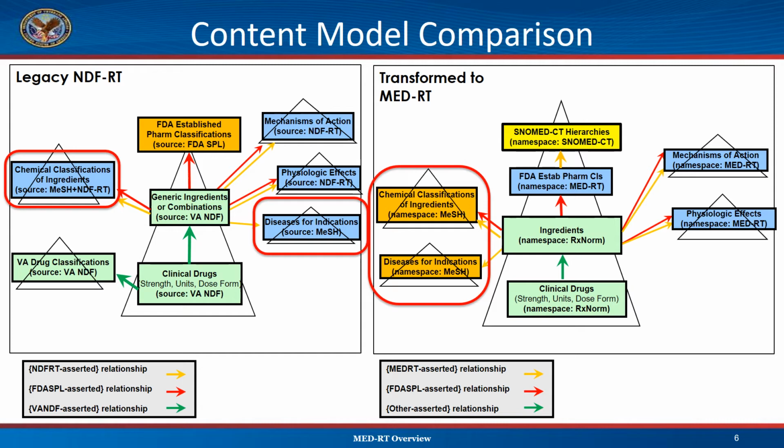The chemical classifications of ingredients still use MESH as the source. However, portions of MESH were formerly copied into NDF-RT, and now we can reference those directly in the true MESH hierarchy. The same is true of diseases for indications. Previously, in NDF-RT, these concepts were copied from MESH. Now, in MED-RT, they will be directly referenced through associations.